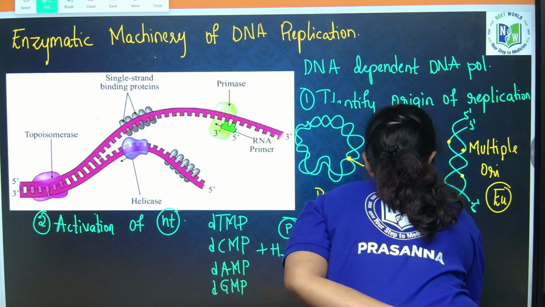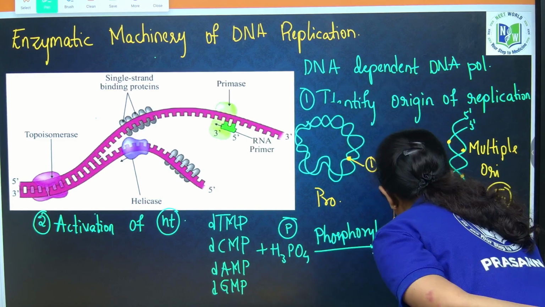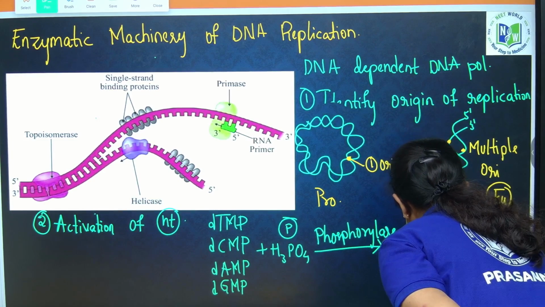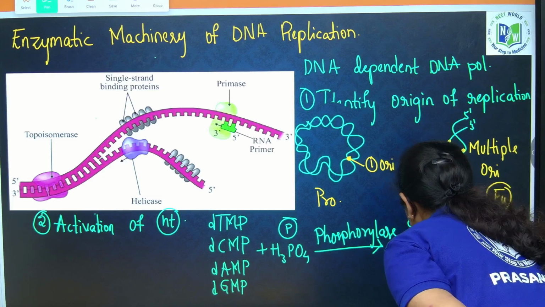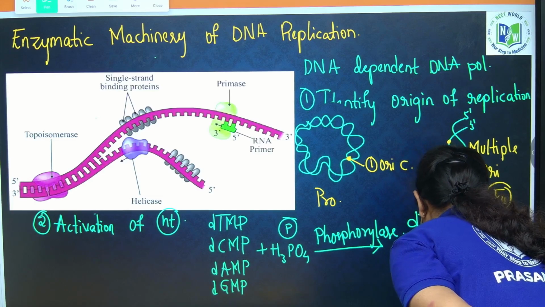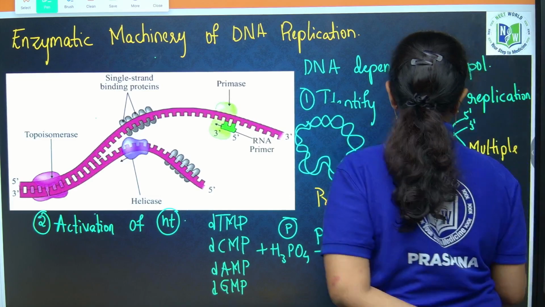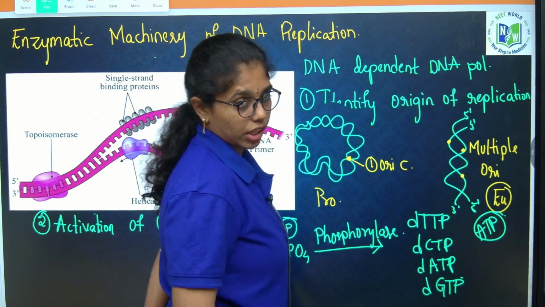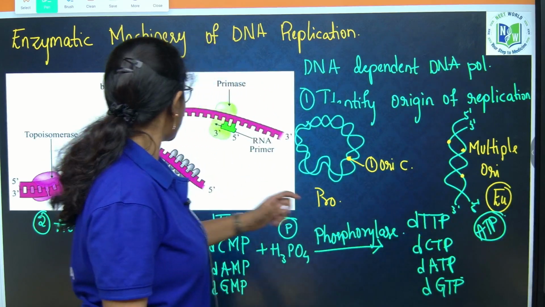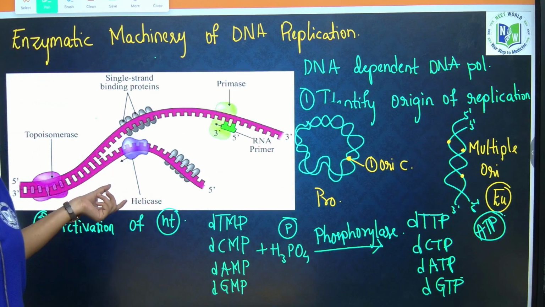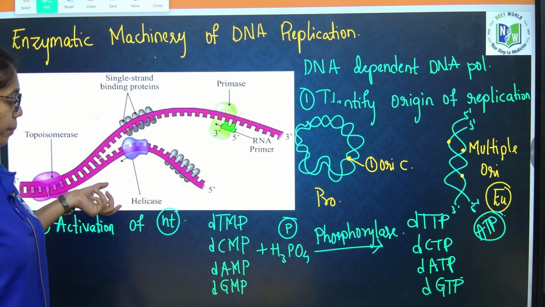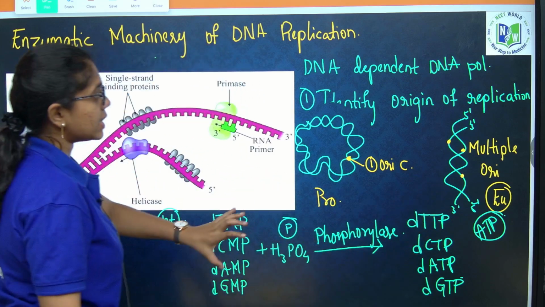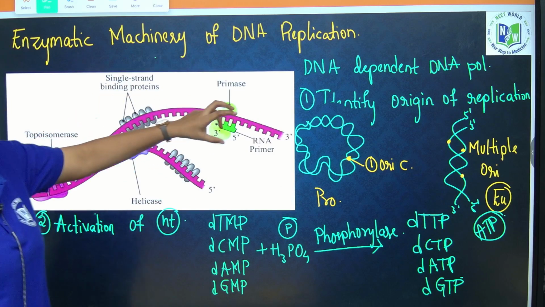And then they are converted to energy rich deoxythymidine triphosphate, deoxycytidine triphosphate, deoxyadenosine triphosphate, deoxyguanosine triphosphate. All these are like ATP only, they are energy rich. The energy required for the enzymes to conduct replication is supplemented by these triphosphates. Is this clear? So, what is the first step of replication?